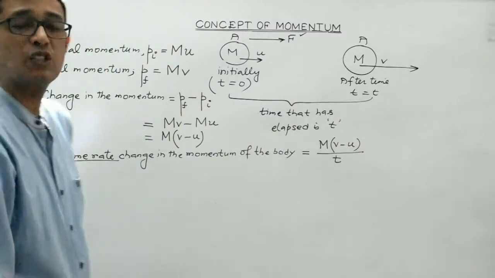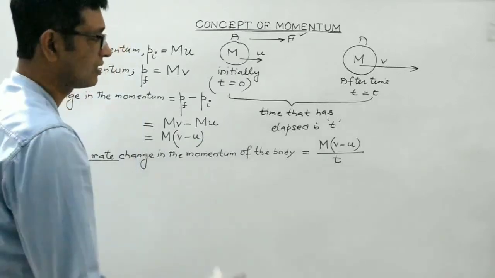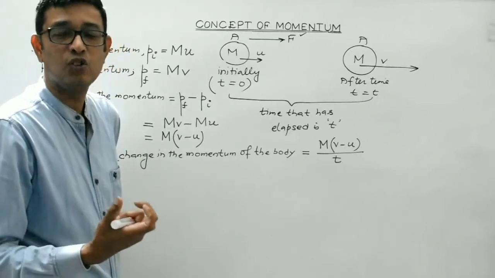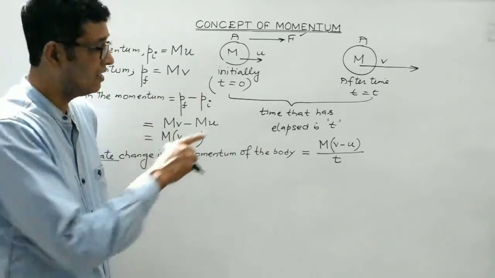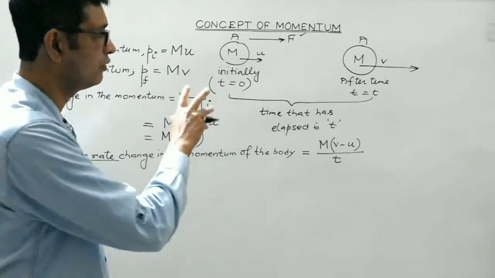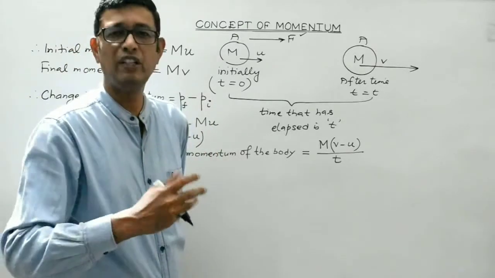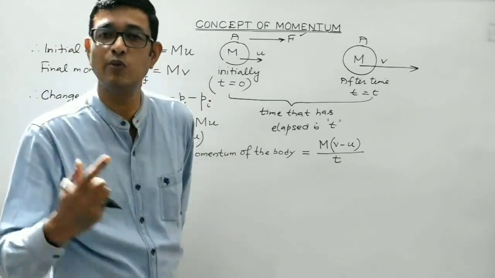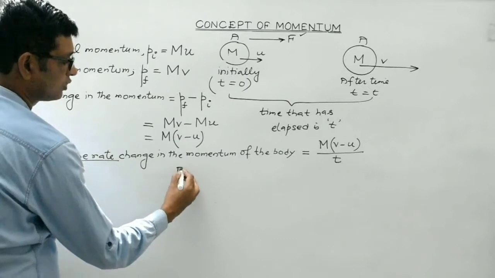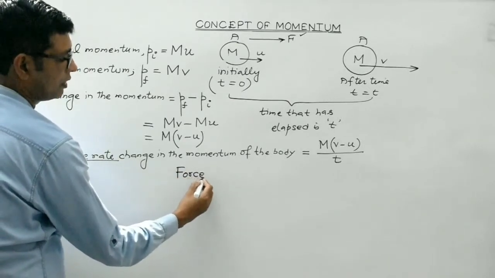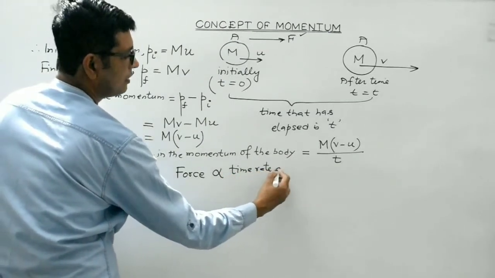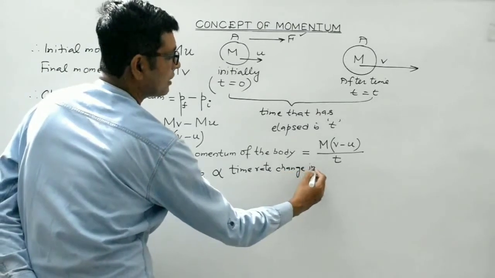And students, as per Newton's second law, this time rate change in the momentum of the body is found to be directly proportional to the external unbalanced force. And the change in the momentum is found to take place along the direction of the force applied. Now here we are dealing with one-dimensional motion, so no need to represent the direction because the body is assumed to be moving along the same straight path, isn't it? So force is directly proportional to the time rate change in the momentum of the body.